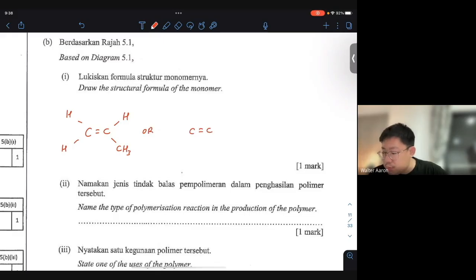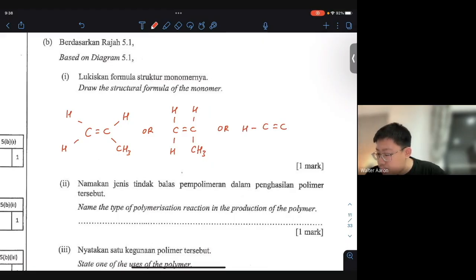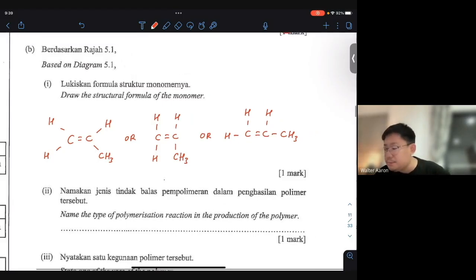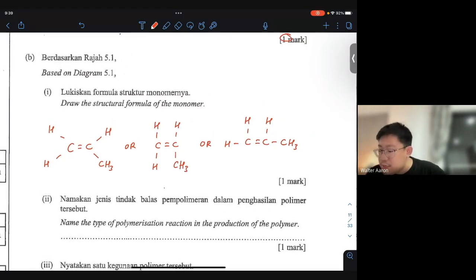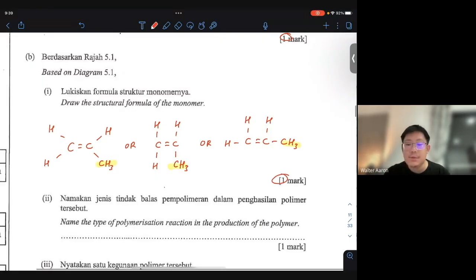or you want to draw something like this. Also acceptable. I'm giving you many scenarios here so you can compare, because some of you might be wondering, can I draw like that? Can I draw like that? Okay, up to you. This is the second structure. Or you can draw something like this as well. Basically, what I'm trying to say is that you can move this around, up to you. Do you understand what I mean? And if you want to branch out the CH3, that also can. So any one of those are acceptable.